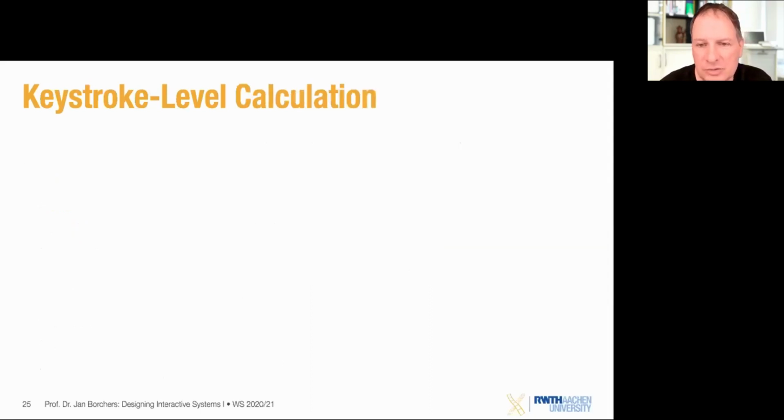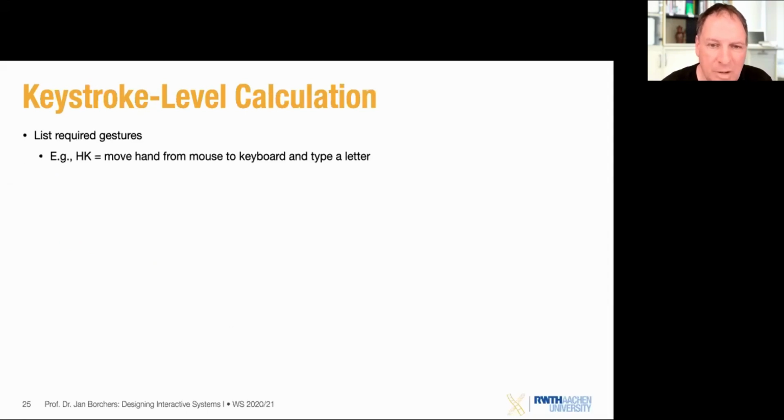Okay, so let's do a sample keystroke calculation here. How does that work? You first list the required gestures, one after the other. For example, if you are in a graphical application where you're interacting with your mouse, and the task is now to press a single key on the keyboard. For example, Photoshop has lots of single key shortcuts. And let's assume for the moment here that you have to use the same hand for this.